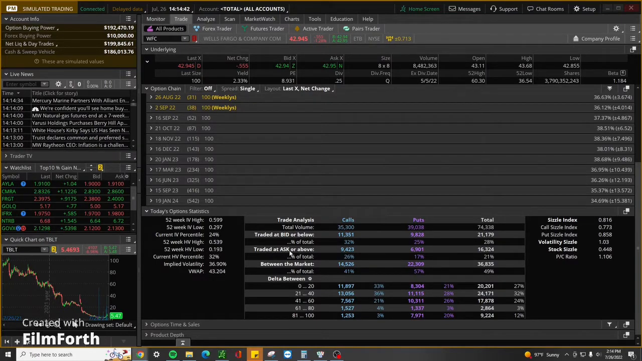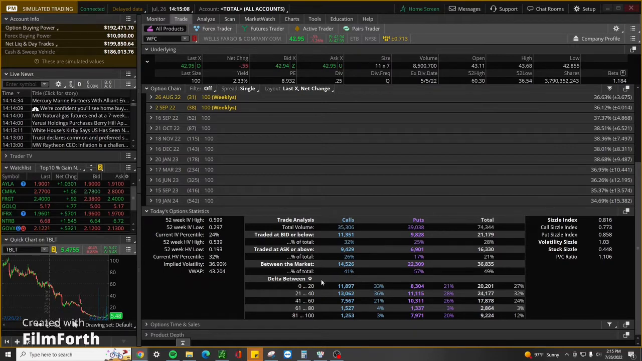Traded at the ask or above the ask price, it breaks those numbers down for you and shows you the respective percentages of these different categories compared to the total. Options traded between the market were about 41%, traded between the bid and the ask. That's essentially what it means: between the market is between the bid and the ask.